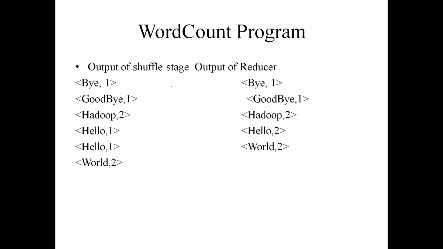Now look at this. This is the output of the shuffle stage: bye comma 1, goodbye comma 1. It will combine all the output of your mapper into one shuffle stage, and this will be given to the reducer. Remember, the shuffle stage output will be in alphabetical order, meaning it will sort the given keys. The keys bye, goodbye, Hadoop, hello, everything will be sorted and aggregated, combined, and given to the reducer function.